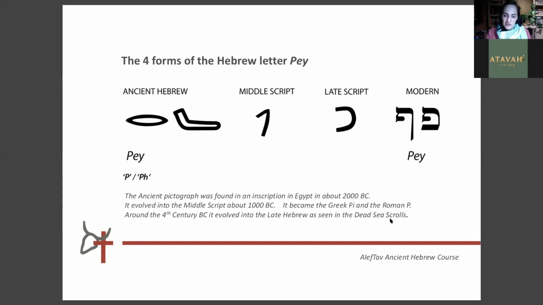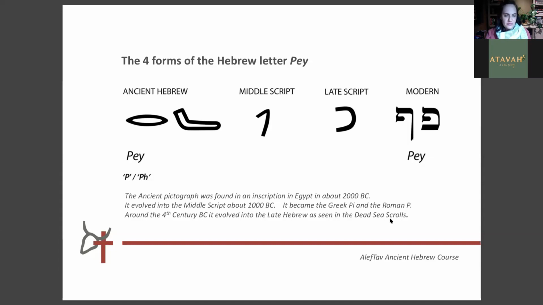So the ancient pictograph was found as an inscription in Egypt around 2000 BC, and it evolved into the middle script about 1000 BC. So you can see the similarity between the ancient Hebrew, the picture on the right, and the middle script. It doesn't look much like the ancient Hebrew on the left. But this letter, the middle script, became the Greek letter pi, and pi is still used today, and it also became the Roman letter P.